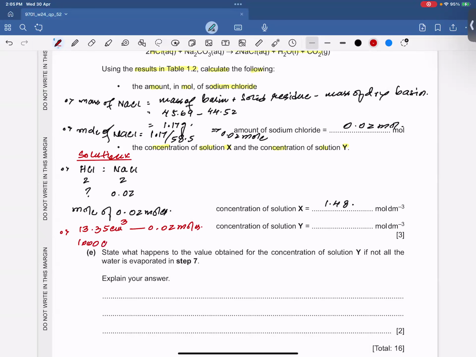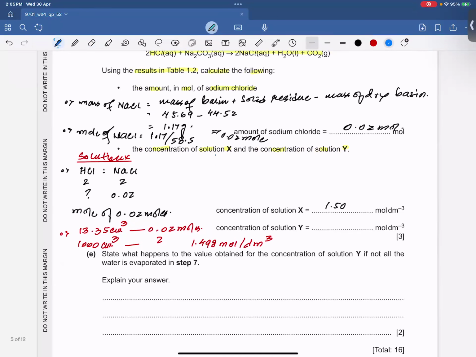So if you have 1000 cm cube, 0.02 into 1000 divided by 13.35, 1.498 mole per dm cube. So the concentration is going to be 1.498, so it's going to be 1.50 mole per dm cube. Okay, that's solution X. Let's talk about solution Y.